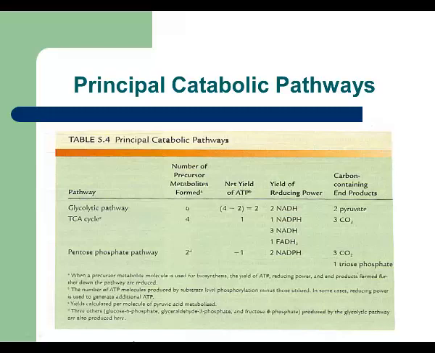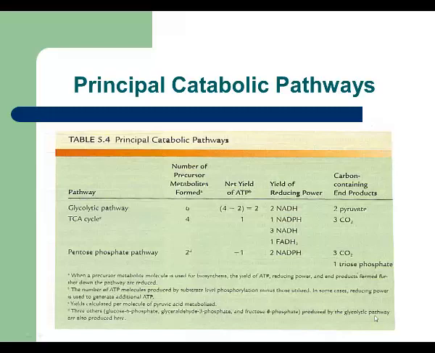The first one is glycolysis. It forms 6 precursor metabolites. Also, glycolysis forms 4 ATP molecules by substrate level phosphorylation. 2 of those ATP molecules will be used in the beginning of glycolysis, which means at the end of glycolysis there will be 2 ATPs left. What would be the end products of glycolysis? The end products of glycolysis are 2 molecules of pyruvate.